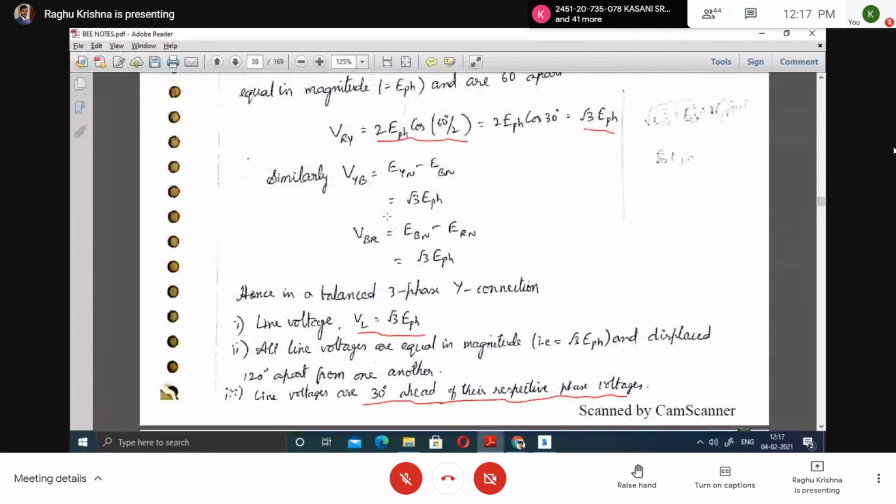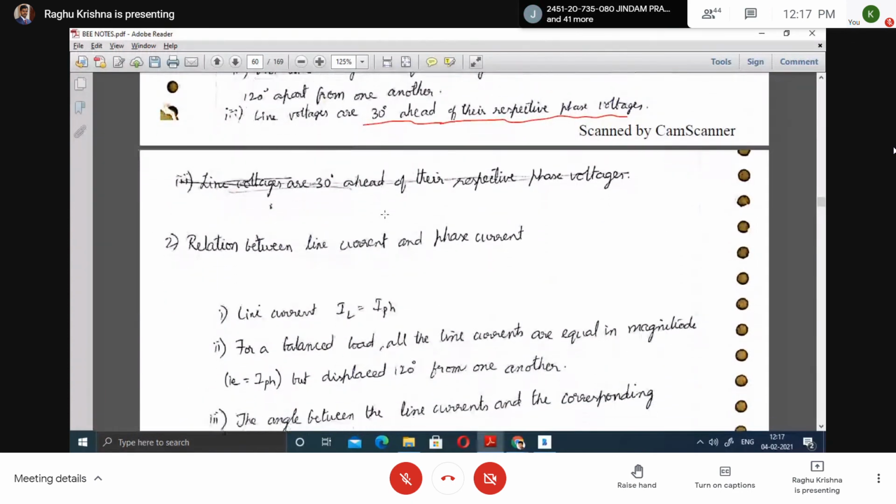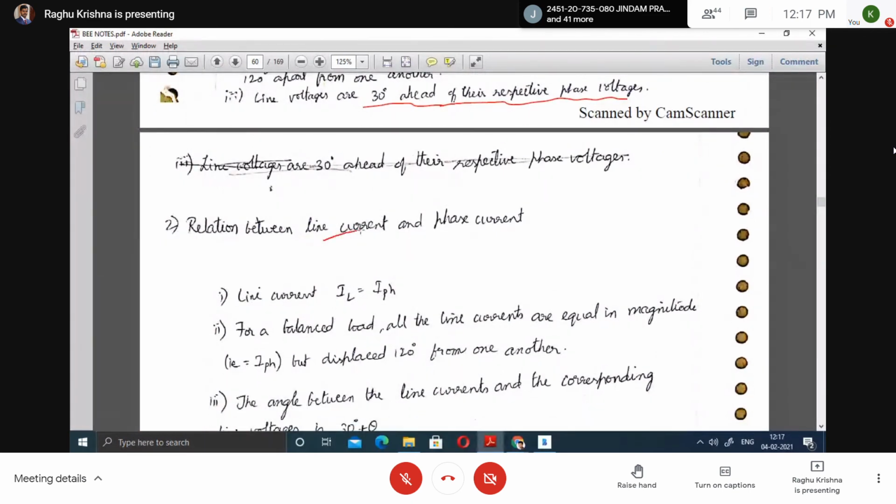Now coming to the currents. The relation between line current and phase current in a star connection. From the diagram you can see that line current is equal to phase current. The current flowing in the line is equal to the current flowing in the phase. Now for a balanced load, all the line currents are equal in magnitude but displaced by 120 degrees from one another.